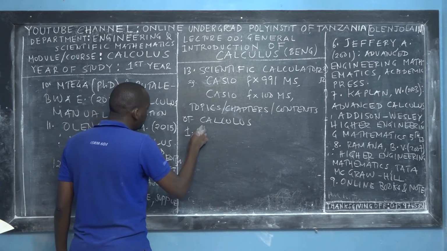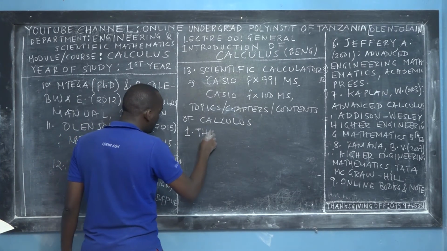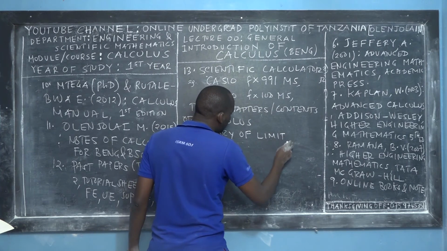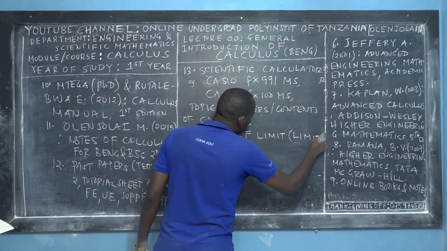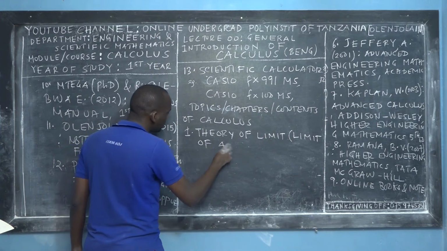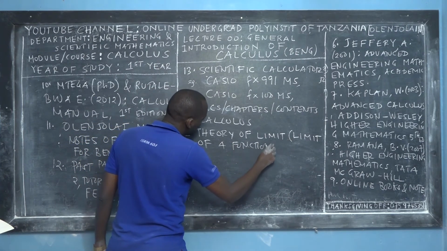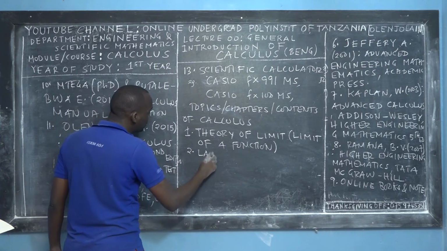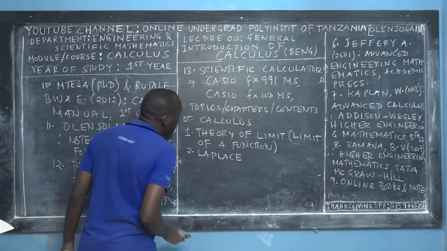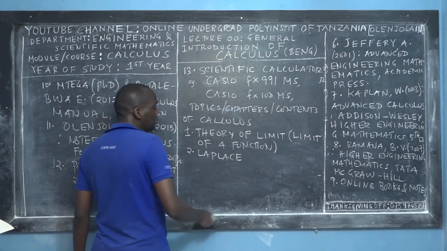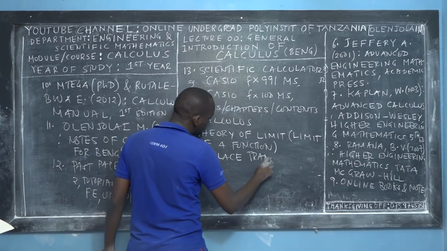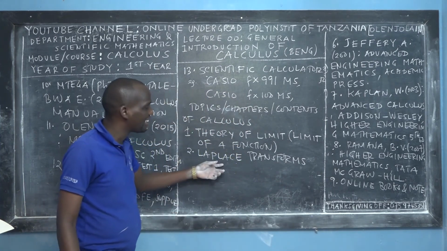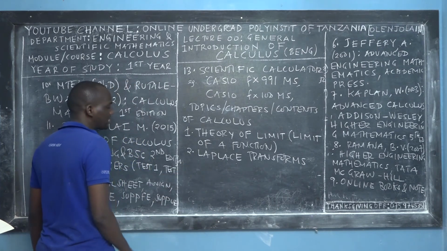The first topic, we call it in engineering and scientific mathematics, theory of limit. In some institutions or colleges, we can call this topic limiting of a function. Right? I will teach you that as the first chapter. The second chapter, which is beautiful and more applicable in electrical and mechanical systems, we call it Laplace transform. Say with me, Laplace transform. Okay, Laplace transform. This is one of the longest topics. Laplace transform, that's the second chapter.